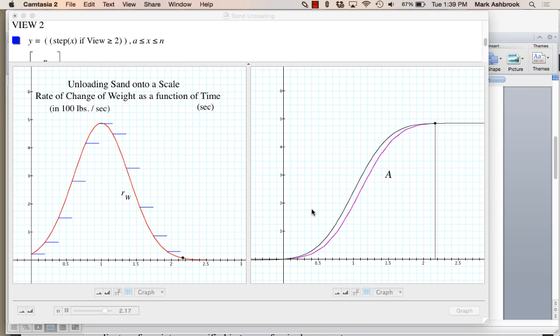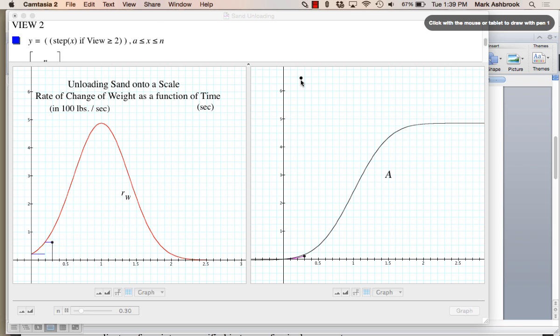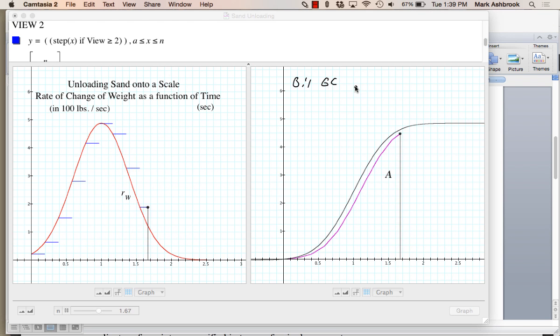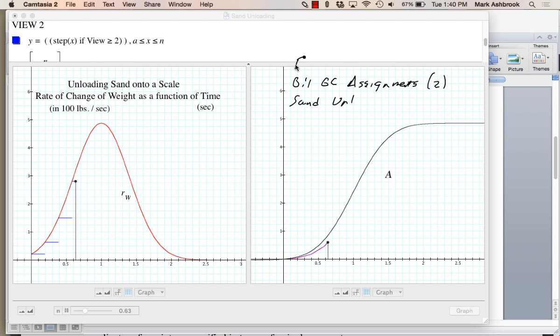Okay, assessment. Oil GC projects. Sand unloading. And we could throw rocket basketball in there too. So that's all the same. You didn't create anything, but we did a lot of that in class. And integral.